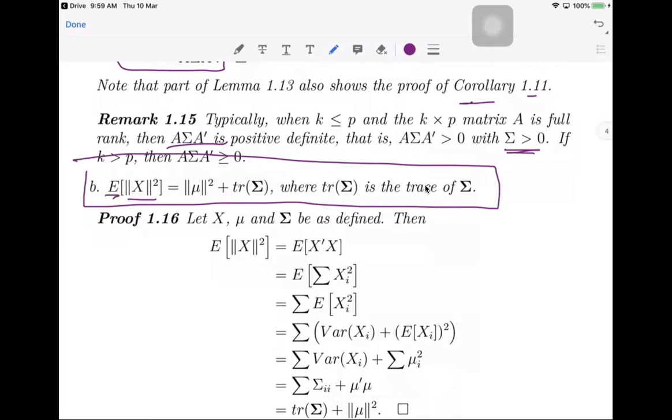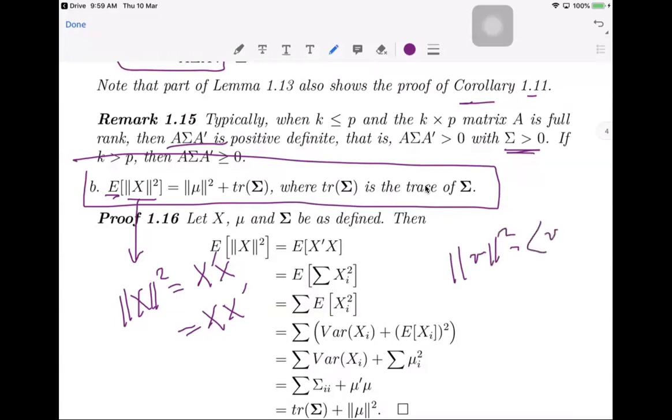So the expectation of the square norm of X. The square norm of X is actually your X prime X. The square norm of V is actually the inner product of V, which is equal to V prime V. Now this one is wrong, it's just X prime X.